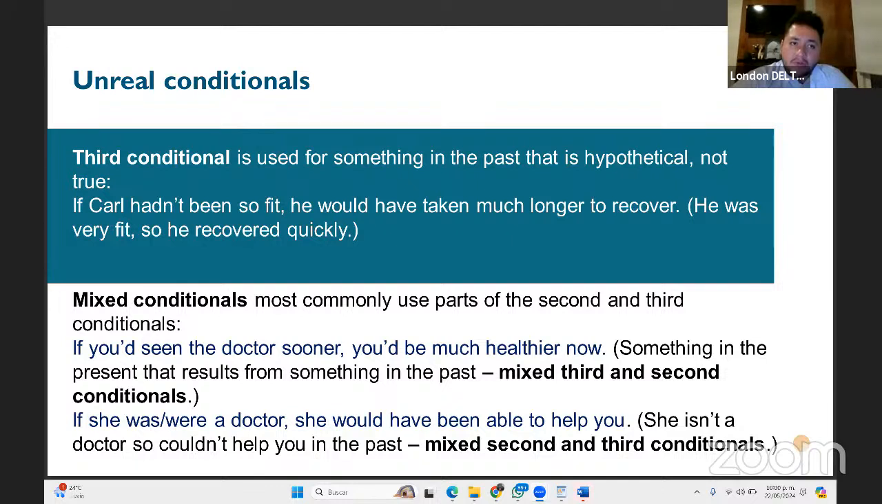Don't cry over spilled milk. Do you understand the expression? Don't cry over spilled milk. It's on the chat. Do you know what it means?